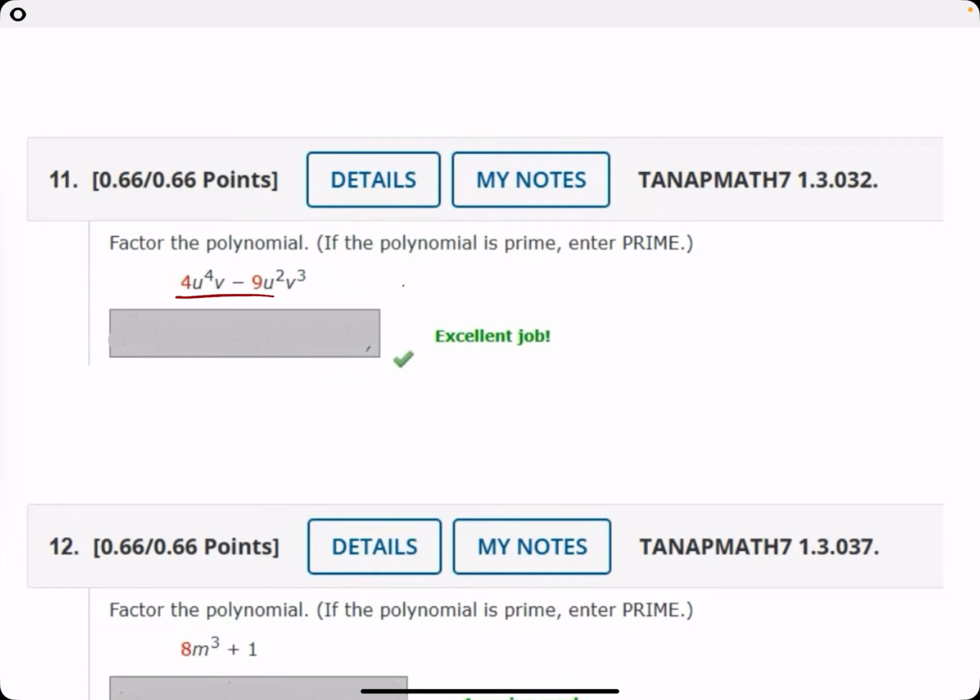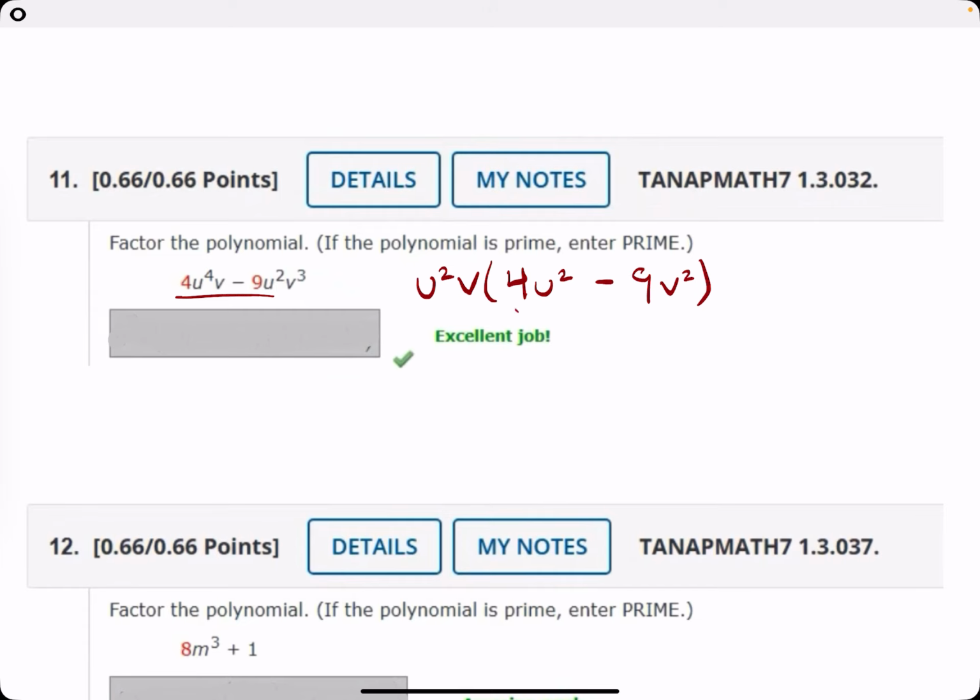Factor the polynomial. So greatest common factor is maybe u squared v. They both have a u squared and v in common. That leaves us with a 4u squared minus 9, u squared over u squared is gone. v cubed over v is v squared.